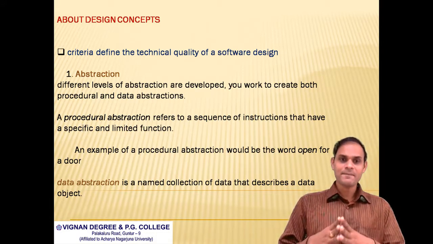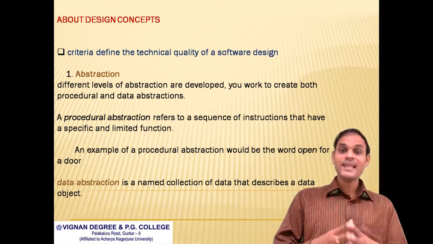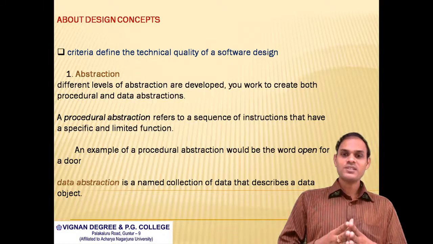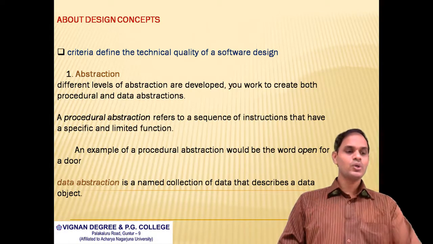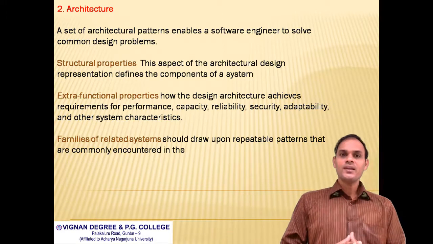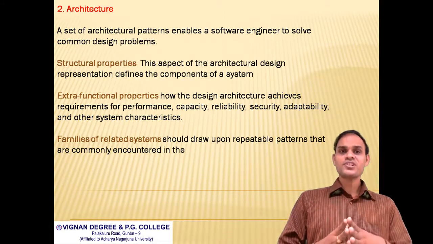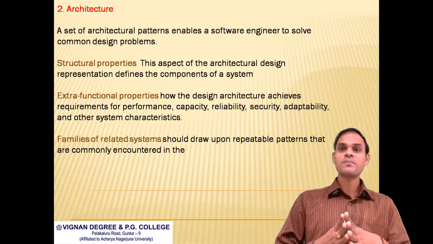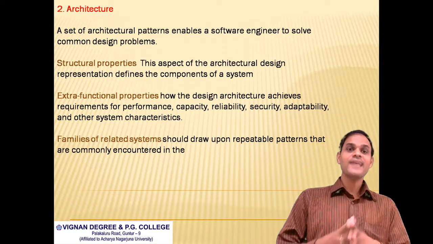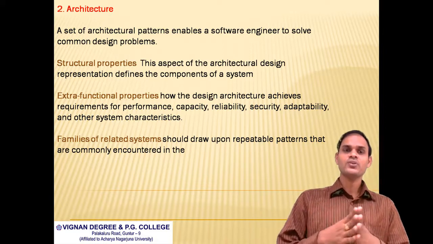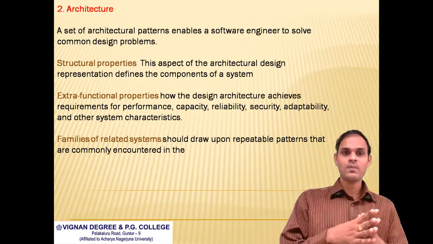So what is data abstraction? Data abstraction is a collection of data that describes a data object. In the context of the procedure abstraction open, we can define a data abstraction called door. And architecture: the overall structure of the software and the way in which the structure provides conceptual integrity for a system. A set of architecture patterns enables a software engineer to solve common design problems.